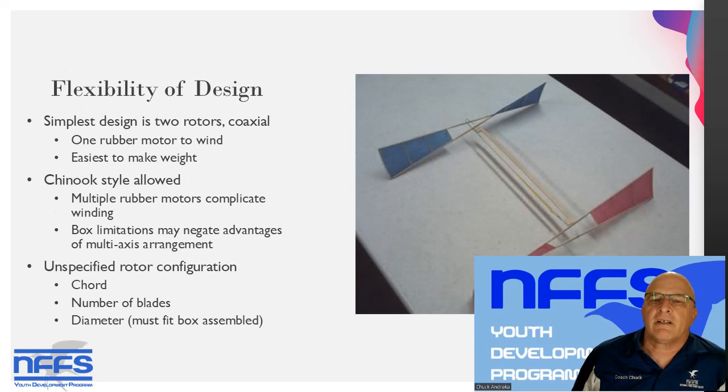I mentioned flexibility of the design. The simplest design is something like shown here, where you have 2 rotors that are coaxial. That's 1 rubber motor to wind. This is the easiest way to make weight because it's a minimal of structure on the helicopter. You can have both rotors spin independent of the motor stick by having a prop hanger on each end of the stick, or one of the rotors can be fastened to the stick and the motor stick would spin with that rotor.